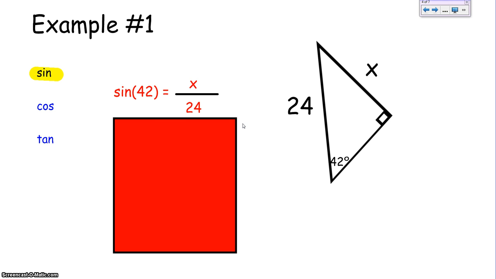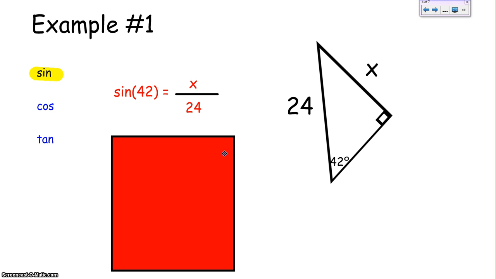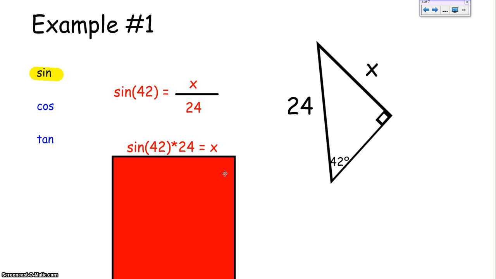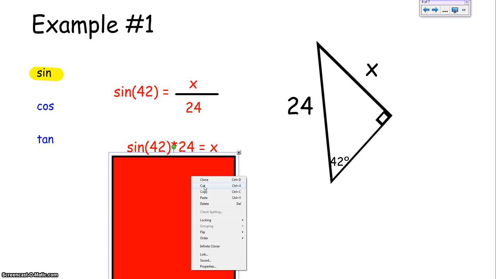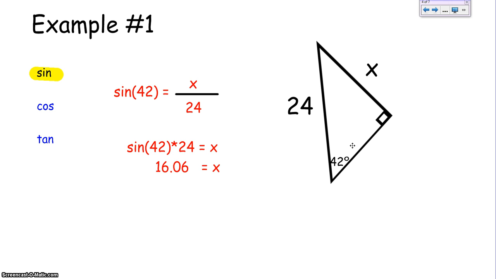Just like with the tangent ratio, we are going to cross multiply. When we have x as our numerator, these are the questions that are easier to solve, because all I have to do is multiply. I'm going to multiply sine of 42 times 24, which is equal to x, and find out that the length is 16.06. Just like we did with the Pythagorean theorem, we like to round to the hundredths place, and that's typically on gridded responses what they will round to.